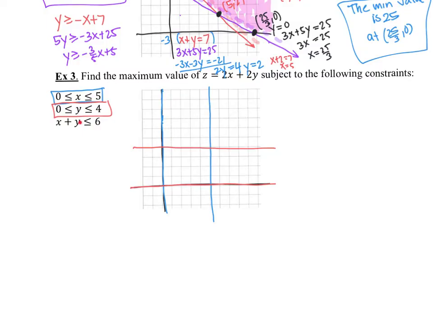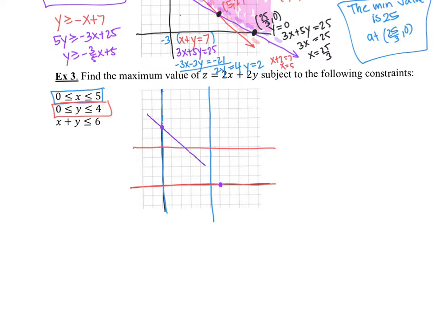And that's because if I plug in 0 for y, I get x equals 6. 1, 2, 3, 4, 5, 6. So there's an x-intercept at 6. If I plug in 0 for the x value, I get y equals 6. 1, 2, 3, 4, 5, 6, which is up here. Okay, this is a solid line.